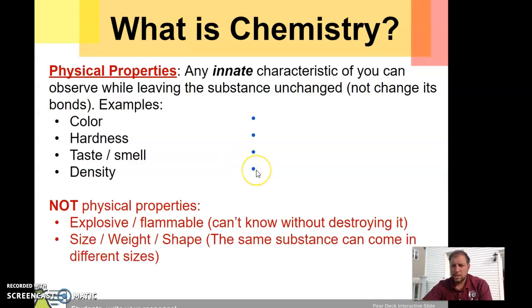Another thing that's not a physical property is size or weight or shape, because substances can be made into different shapes. That doesn't change what it is. For example, a pipe can be made out of iron, but so is steel wool. So you can't say all iron is cylinder shaped, because it's not. We can shape iron into all kinds of things. Or all gold is tiny little pieces. This piece of gold is a tiny little thing. That's not really a physical property, because gold can be large chunks as well.